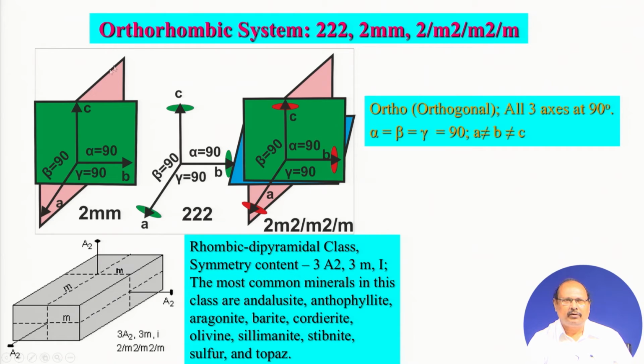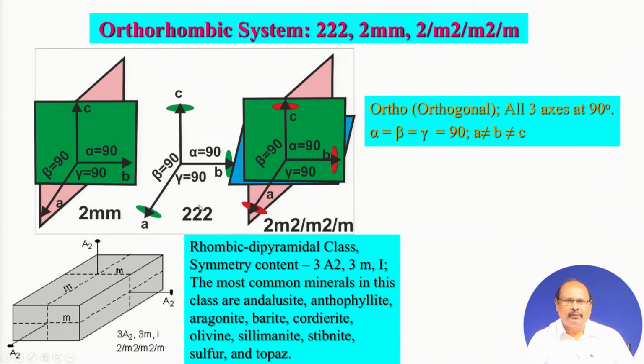Whereas, in this particular mirror plane, if you take a perpendicular to this mirror plane here, this will be your B direction here, and in this mirror plane we will have the C crystallographic axis and A crystallographic axis, and the angles between A, B and C, alpha, beta and gamma, are all 90 degrees. This is your 2mm.